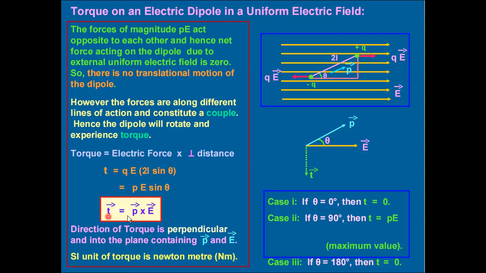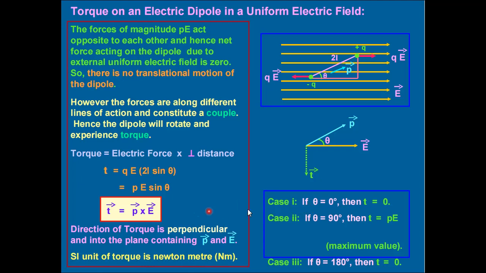And now torque in vector form. This is the vector representation: p vector cross E vector. This means cross product. So the direction of torque is perpendicular and into the plane containing p and E. The forces are along different lines of action and constitute a couple. So the SI unit of torque is newton meter.